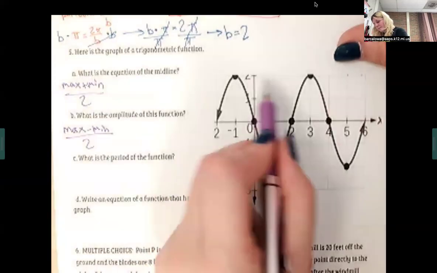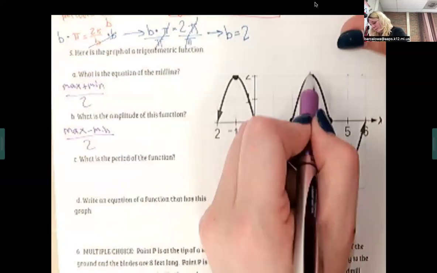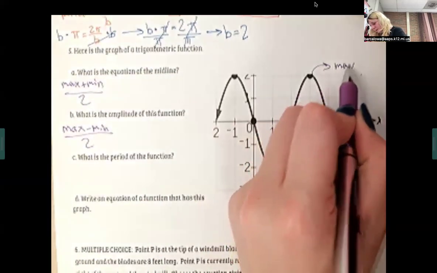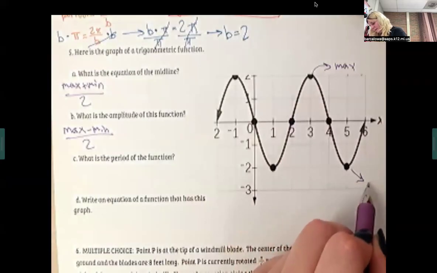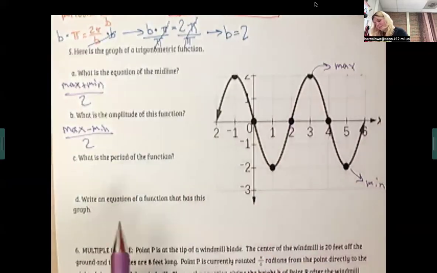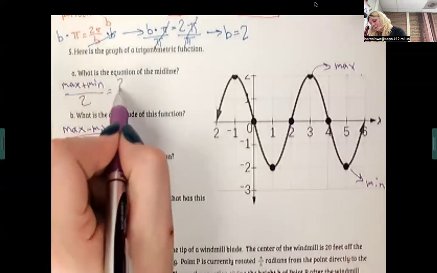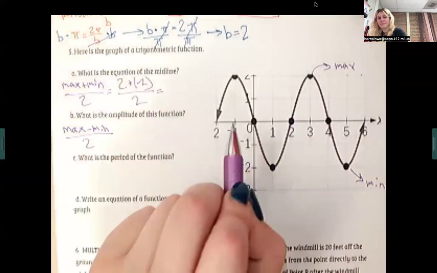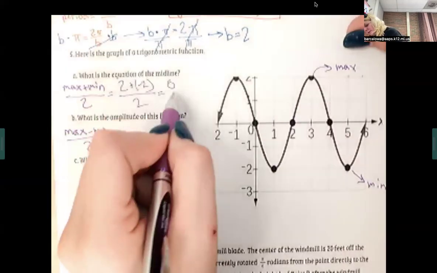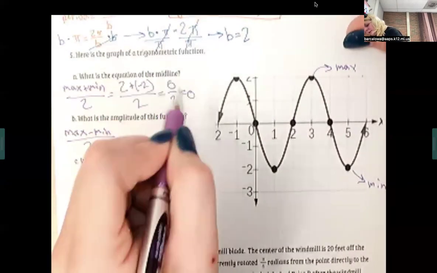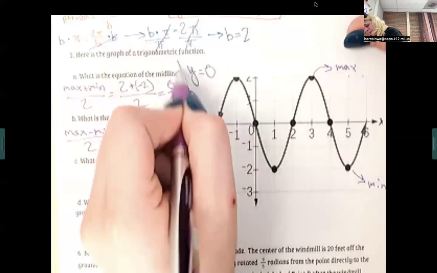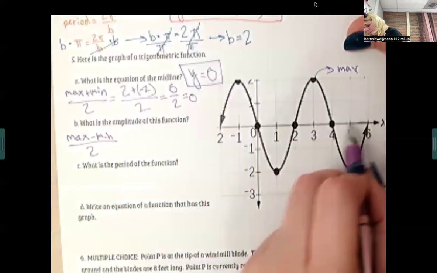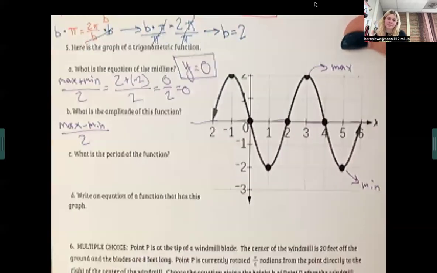Okay? My maximum value is 2. And my minimum value is negative 2. So for the midline, I've got 2 plus a negative 2 divided by 2. Well, hey, that's 0. 0 divided by 2, that's 0. So my midline is at y equals 0. And hey, maybe you figured that out just by looking at it.